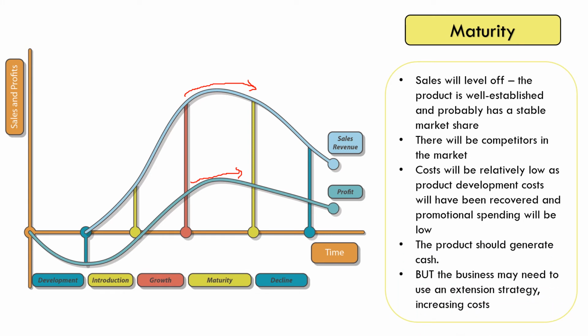So at this stage, the product should be generating a lot of cash. We sometimes call this a cash cow at this stage. Costs should be quite low. We've got large scale production. We might be attracting some competitors into the market. And we probably have a stable market share, and potentially, hopefully, quite a high market share at this stage.